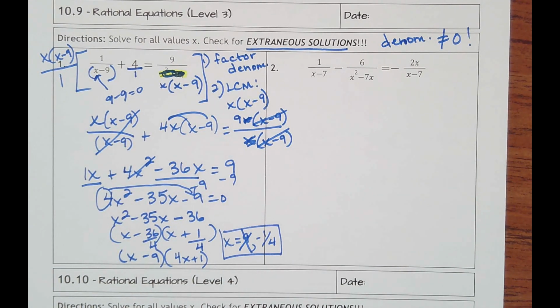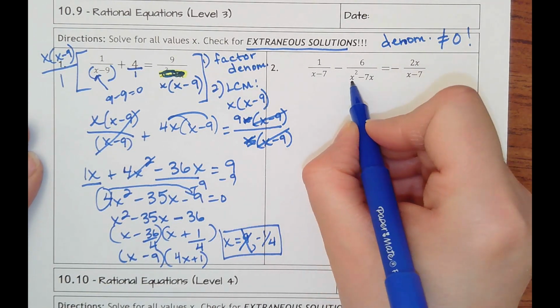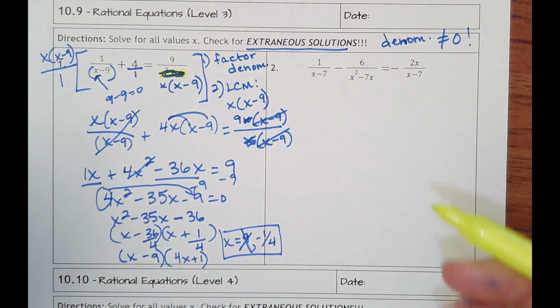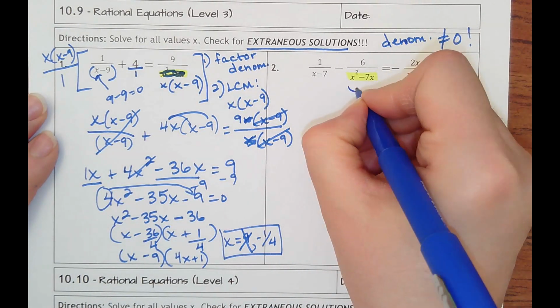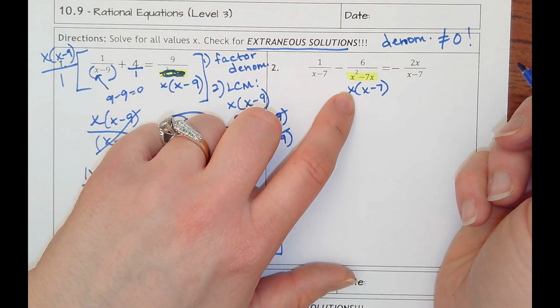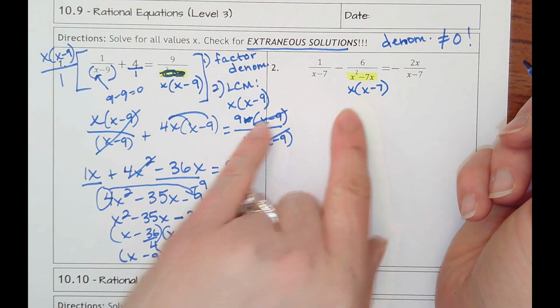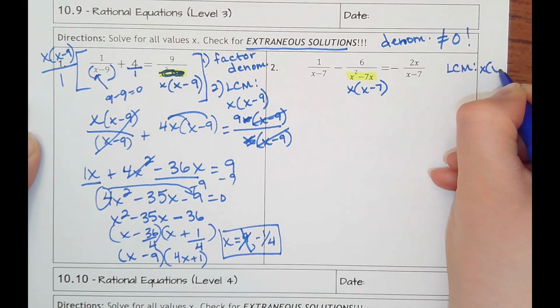Okay, let's try another one. Again, factor any denominator you can. So right here, take out an x. You'd have times x minus 7. And so I see an x showing up. I see x minus 7 showing up. So my least common multiple is going to be x times x minus 7.